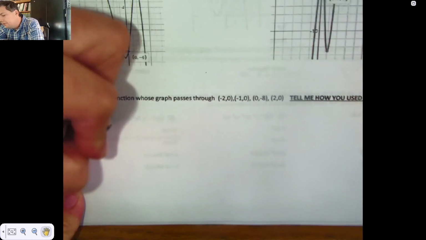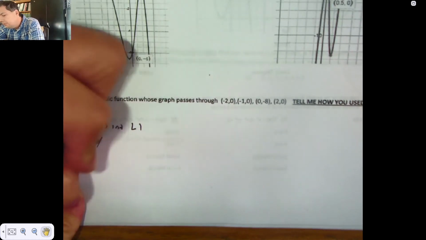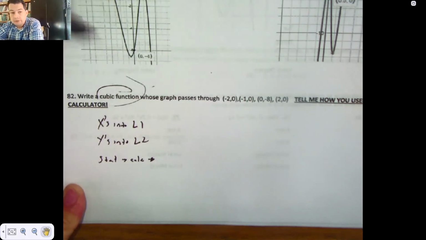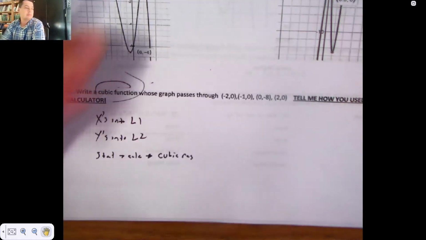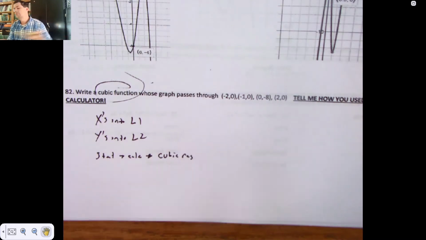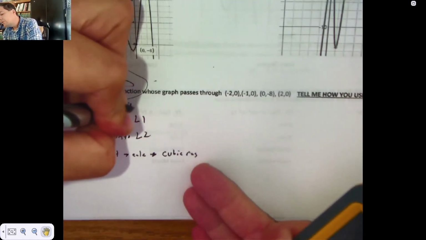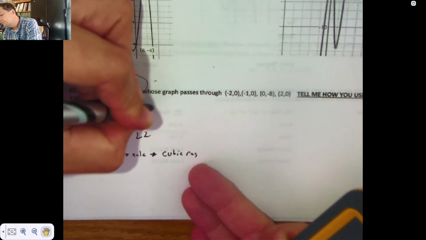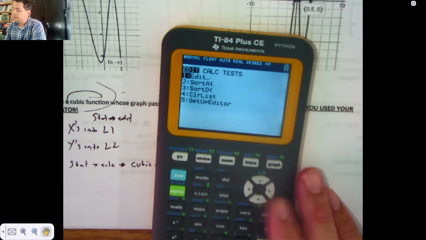But anyways, you put your x's into list 1 and your y's into list 2. Then you go to stat, calc, and cubic regression. Oh, sorry. First you press stat and choose edit, right? Forgot the first step. So stat, edit.